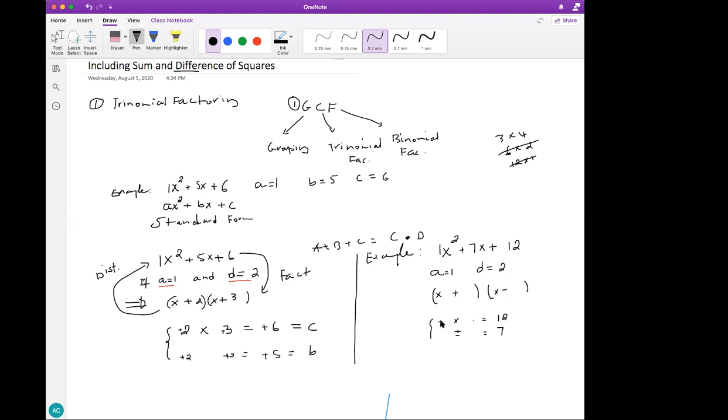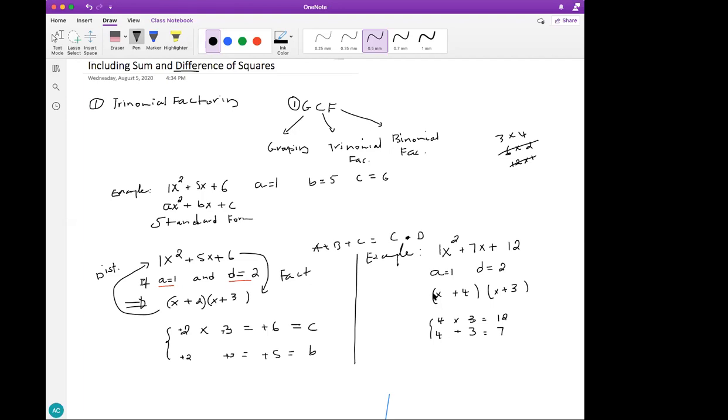So if you want 12, this has to be positive. And then you check if these two add up to the same signs here. We have positive 4 and positive 3. See if they add up to 7. In this case, they do. So we're adding because they're both positive. As you can see, you will get exactly this and this. So the numbers are positive 4 and positive 3.